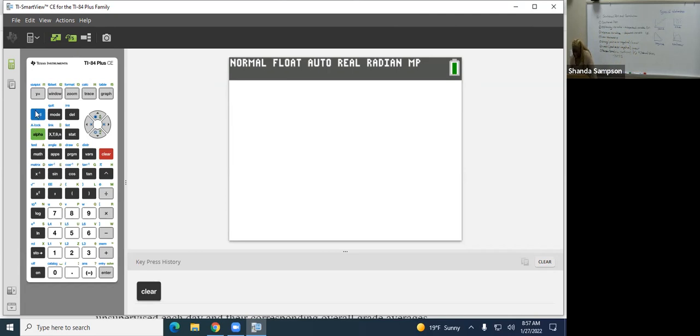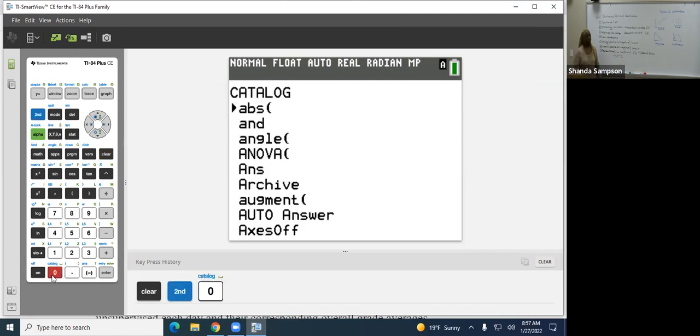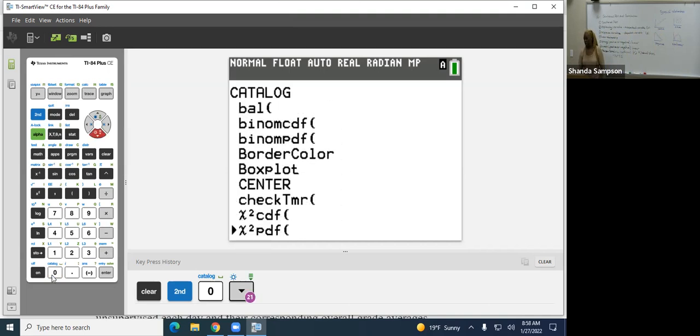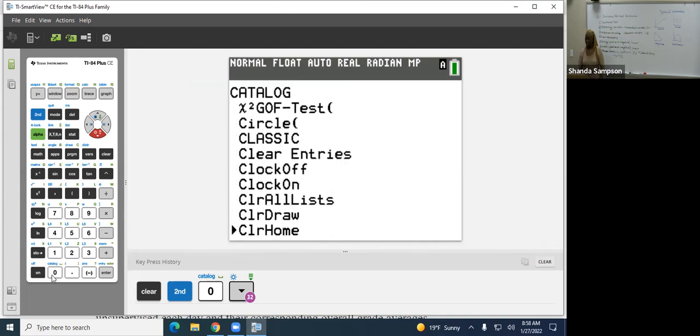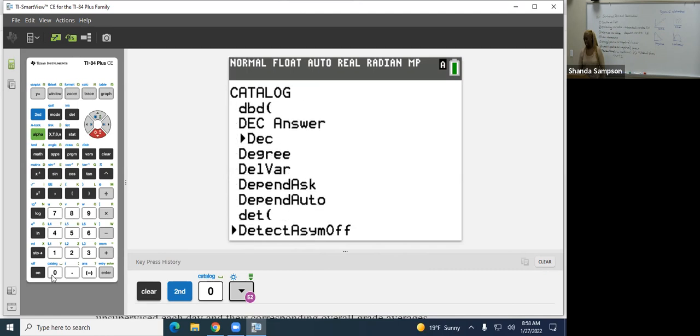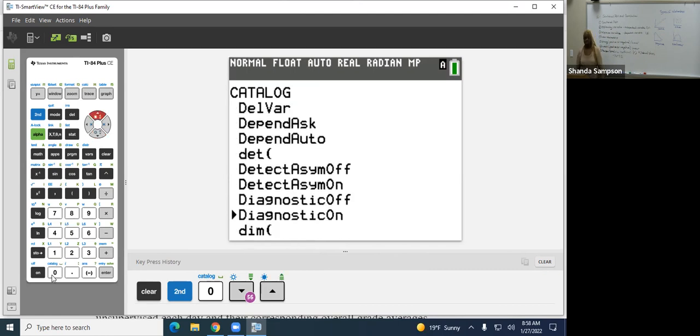If you hit second and then 0, that's catalog. It brings up all of these different things in your calculator that you probably didn't know even existed. Now you would scroll down, and you can probably put in the letter D, to diagnostic on. So scroll down on your calculator till you see diagnostic on.